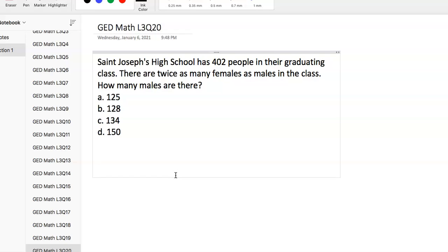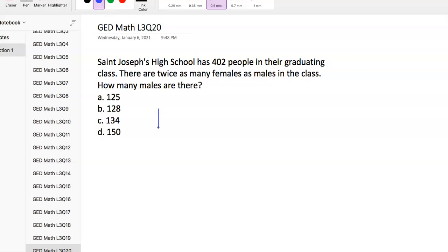All right, last one. If you're still with me, you're doing great, right? A lot of stuff to go through. St. Joseph High School has 402 people in their graduating class. There are twice as many females as males in the class. How many males are there? So just setting up the equation is a little tricky, right?